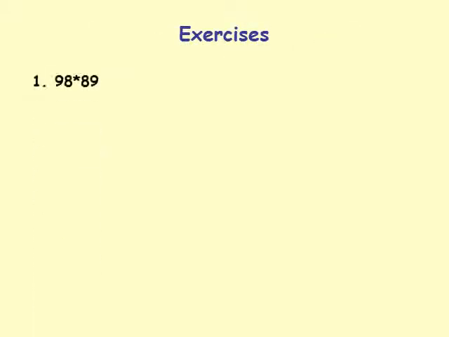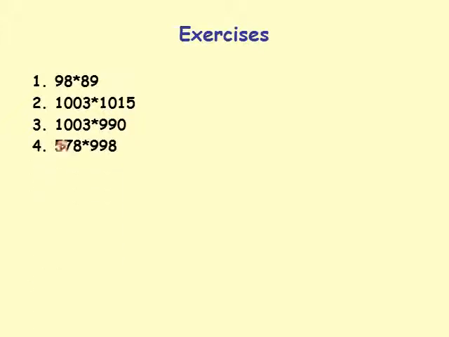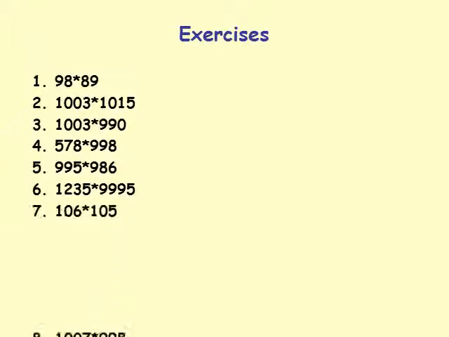Okay, let's do some exercises now. You can do 98 times 89, 1003 times 1015. Here the deviations were both negative, and here the deviations are both positive. With 1003 times 990, there's a positive deviation for the first operand and a negative deviation for the second operand. And some more: 578 times 998, and 995 times 986, and some more.